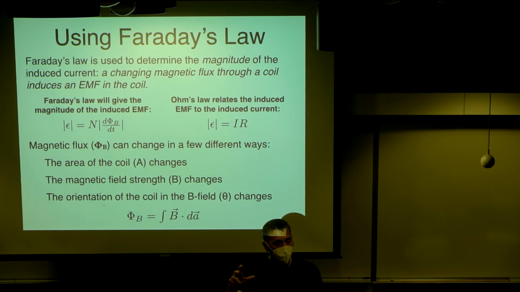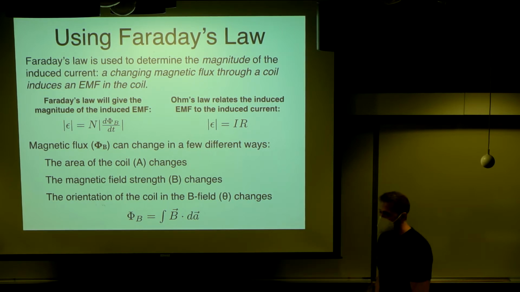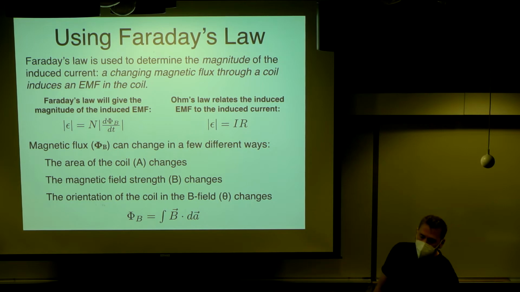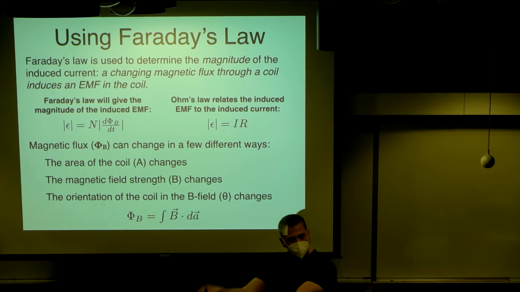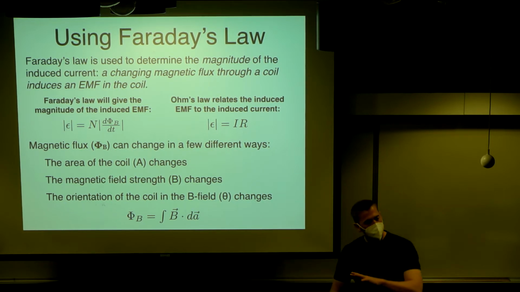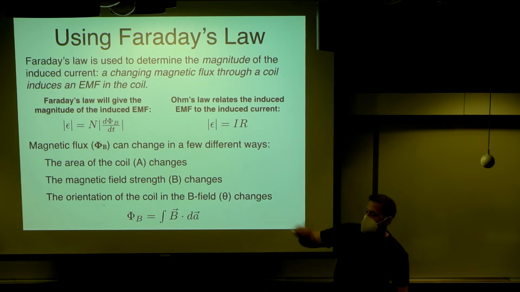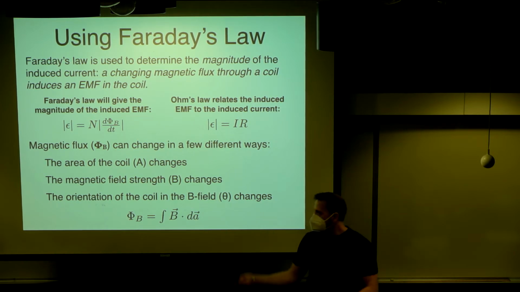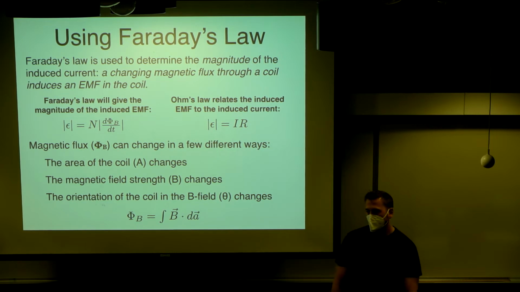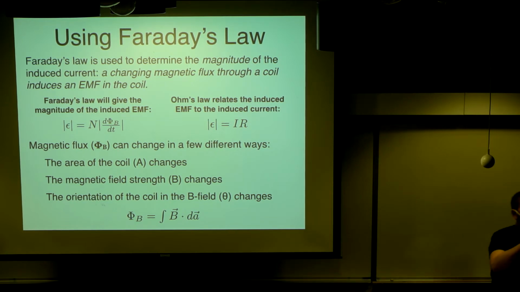And if we need flux to be changing, that means one of those three things is going to be changing, right? So either the area of our coil changes, the strength of the magnetic field that's going through the coil is changing, or the orientation is changing. Like the angle between the coil and the B field is changing. Any one of these will give you a changing magnetic flux and will induce an EMF in the coil. So I'm going to show you examples of each type of these problems. Okay? Any questions? All right.